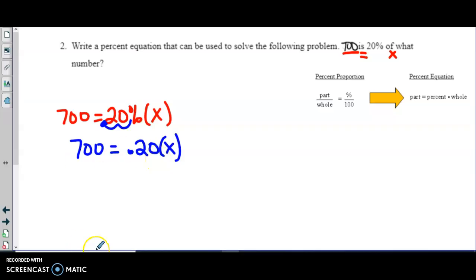This was my gut reaction for how I would write this, but I want to point out that it could be written in a different order, right? You can change the order that you write equations. So you could flip this around and you could say 0.20x equals 700. And if you didn't like to read it out exactly in the order that it goes, you could try to identify the part, the percent, and the whole, and you could plug it in this order. But the part is 700, the percent is 20%, and the whole we don't know. But for me, it's easier just to write it as I read it.